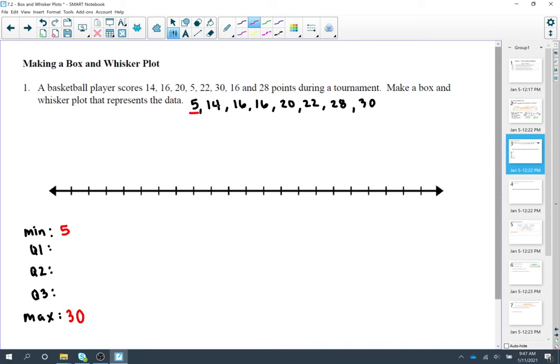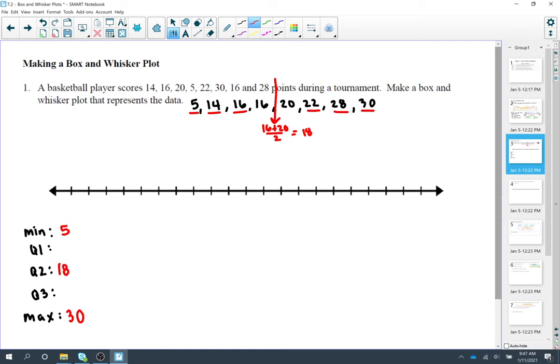Then we're going to start with our Q2, which is our median. So median, after they're in order, we underline to find the middle. Now, notice there's 2 numbers in the middle. So I'm specifically going to draw this arrow. And then we're going to take 16 plus 20. We're going to cut that in half, and that's going to get us 18. So my Q2 is 18.